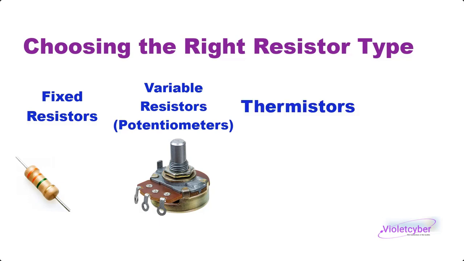Thermistors. Their resistance changes with temperature. Photoresistors, or LDR. Their resistance varies with light. Example, a potentiometer is used to adjust voltage, while a thermistor is used in circuits that monitor temperature.